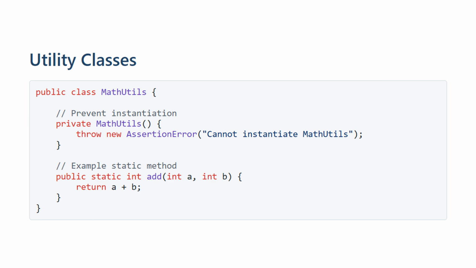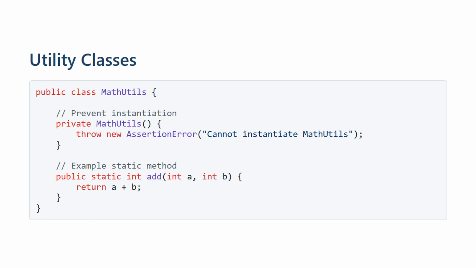Occasionally, you'll want a class that exists only as a grouping of static methods and static fields. For example, a utility class like Math or Collections. In these cases, you don't want anyone to create an instance of the class. The best way to enforce this is to make the constructor private and throw an exception if it's ever called. Adding a clear comment helps future developers understand why.